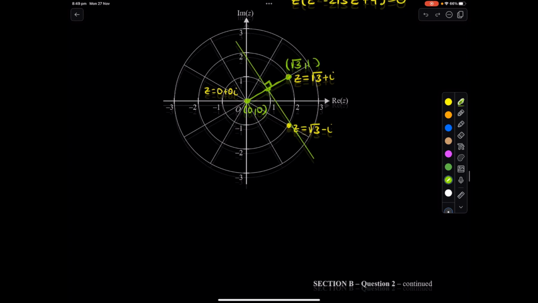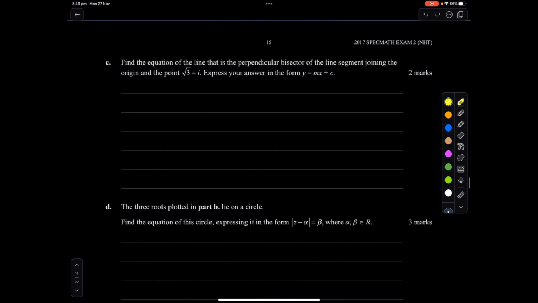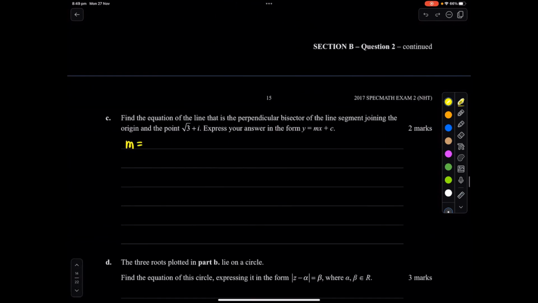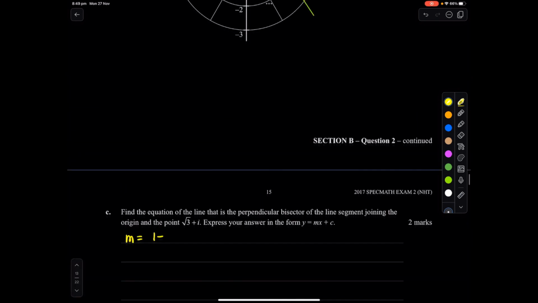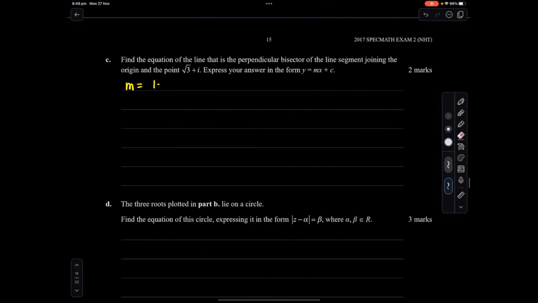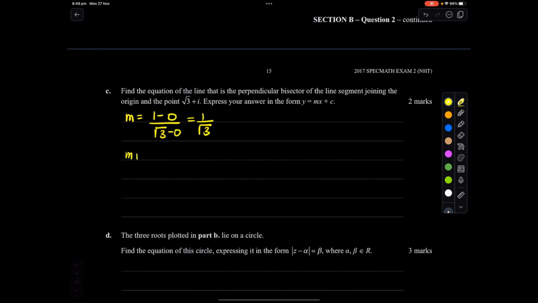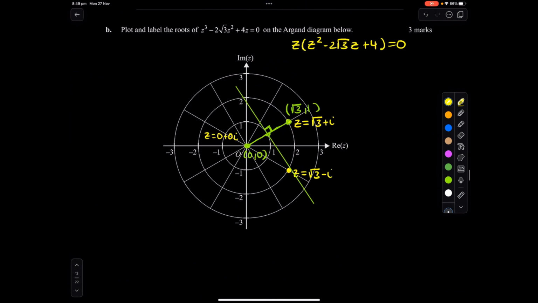So let's do that. First, let's find the gradient. The gradient of the line itself is 1 minus 0 over root 3 minus 0, which is just 1 over root 3, and it's positive. Let's find the perpendicular gradient, which is negative root 3. It's just negative 1 over that gradient. And now we have the gradient of this line.